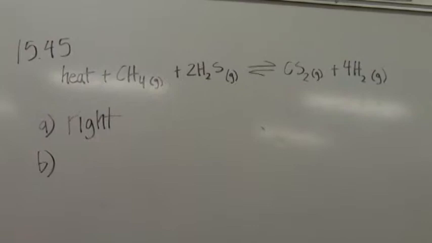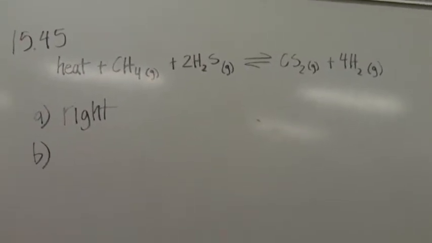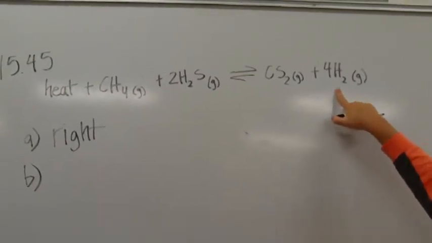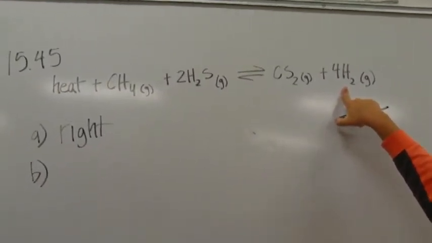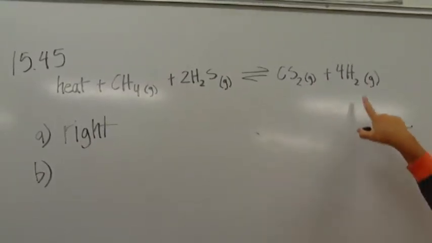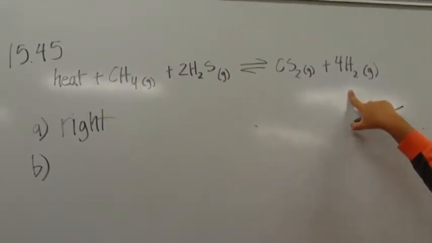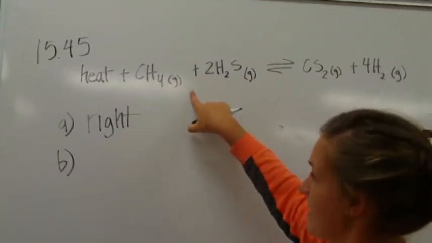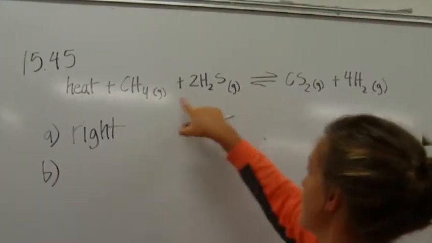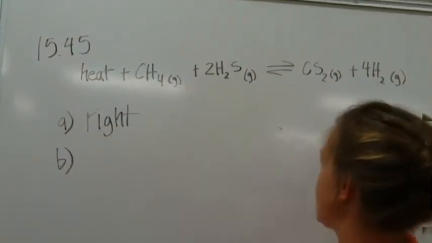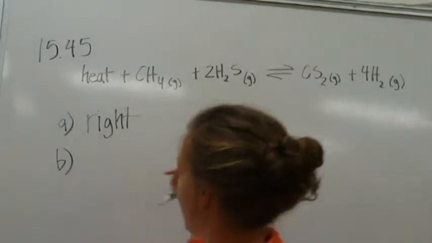Part B, they ask us if we add H2. H2 is on our product side. So if we're increasing product, the reaction is going to want to minimize this disturbance by producing more reactant. So increasing product means we're going to increase our reactant, and that's going to drive the reaction to the left.